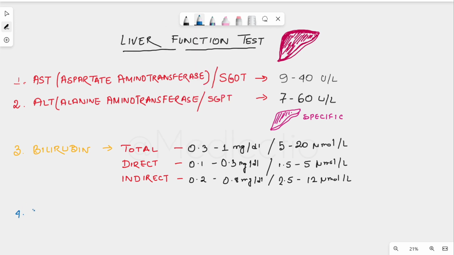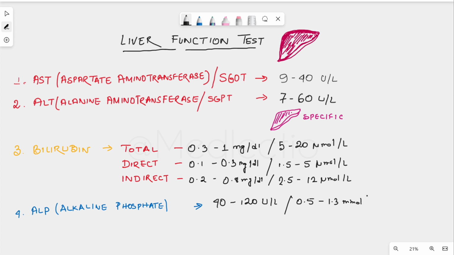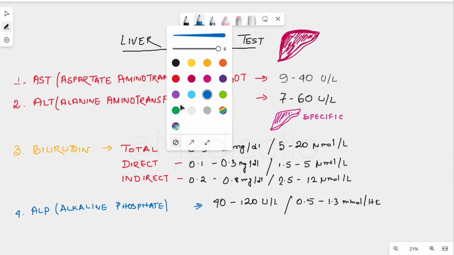So then the next one is ALP, which is alkaline phosphatase. In Croc 2 questions you will also get some syndromes like cytolytic syndrome, cholestatic syndrome, and liver insufficiency. We can know these from these parameters. So ALP is 40 to 120 in units, and 0.5 to 1.3 millimole per hour liter.